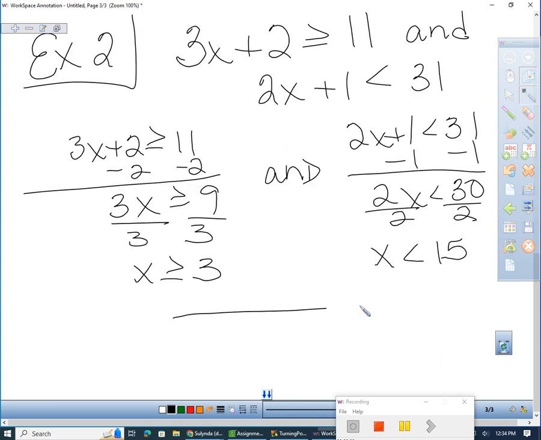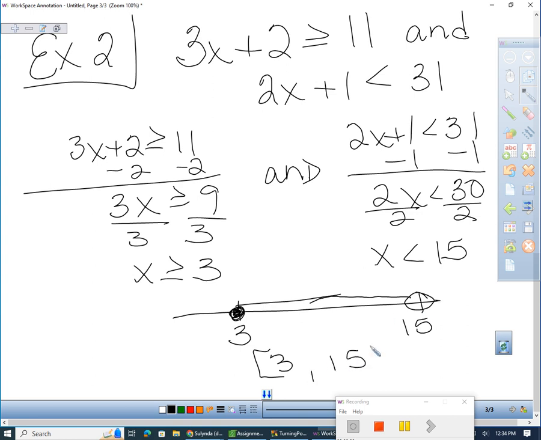So on my number line at 3, this says I have an open or closed dot. Closed, very good. And my inequality sign says that I'm going this direction. At 15, do I have an open or closed dot? Open. And this sign says I go this direction. So all my solutions sandwich in the middle. Interval notation starts with a bracket, 3 to 15. And it's an open dot, so that's a parenthesis.